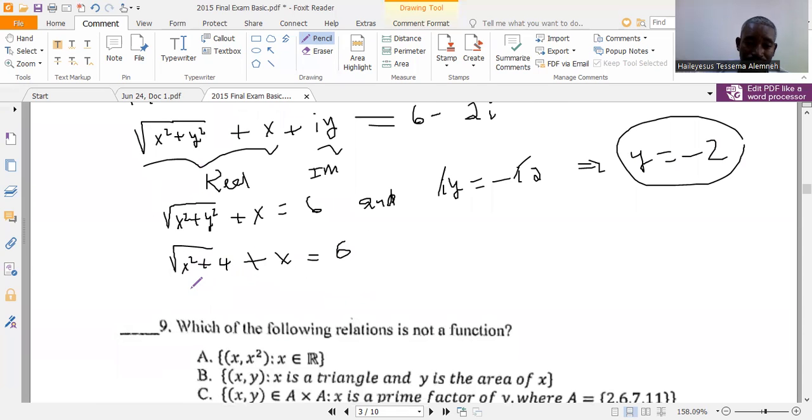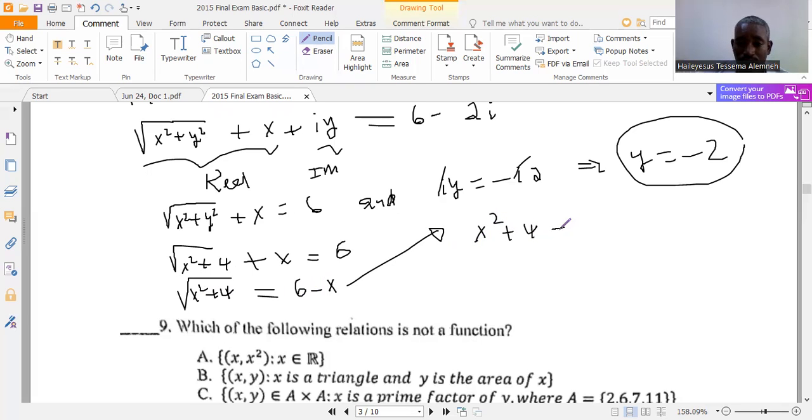So which is the same as the square root of x squared plus 4 is equal to 6 minus x. Squaring both sides, x squared plus 4 is equal to 6 minus x, the whole square. So what's the x squared plus 4?